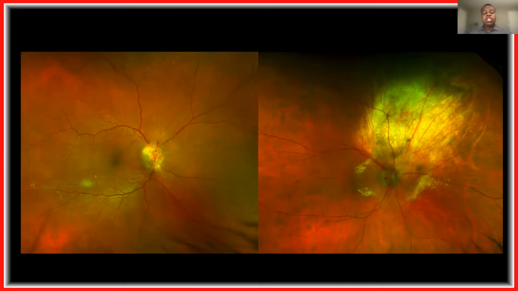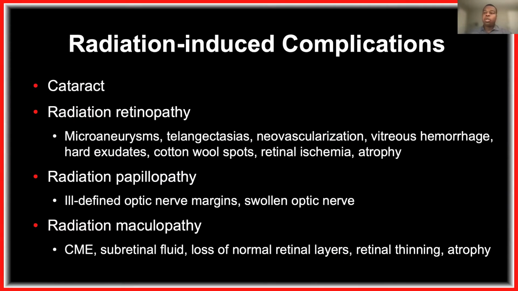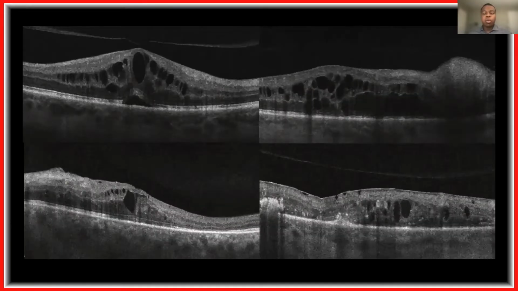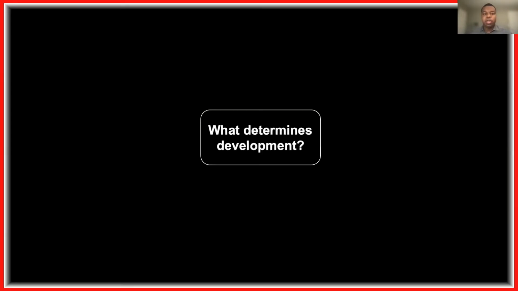And then we have radiation maculopathy, where you'll get intraretinal or subretinal fluid, a loss of the normal contour of the retina, retinal thinning, and then atrophy. I think it is important to define these characteristics, because a lot of the studies that we have are not very specific in what is meant by radiation retinopathy. And so when we're looking to characterize this and we're determining how patients respond to treatment, it becomes a little challenging if we're not all using the same definition.